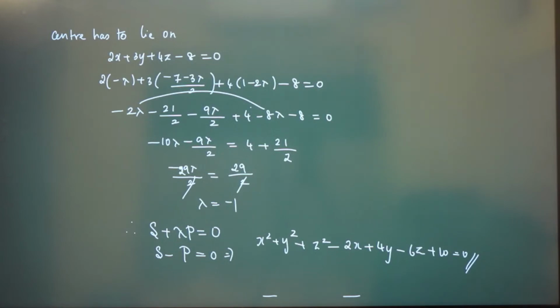So what I did is I just substituted the center point here, so that you get lambda equal to minus 1, and then substitute the lambda value back here. You will get the equation of the sphere. I'll give you an exercise problem based on the same problem, and then we will wind up this session.